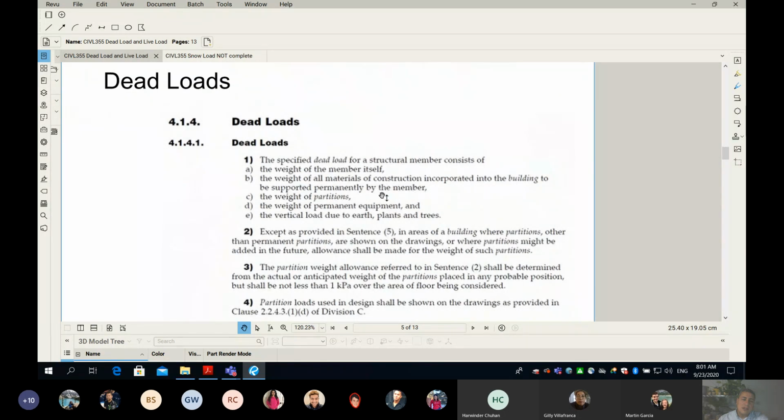What you see on my screen is just a snapshot from the Alberta Building Code 2019. And if you remember, I asked you last class to download it and have it on your machine.